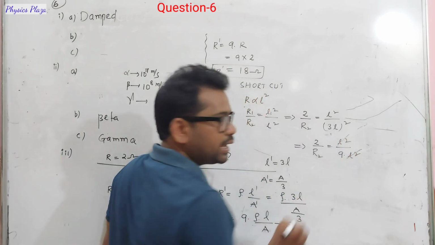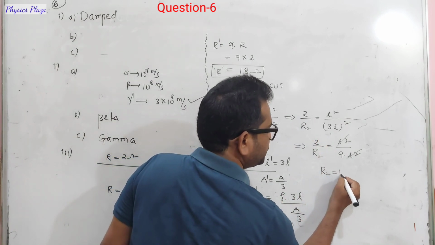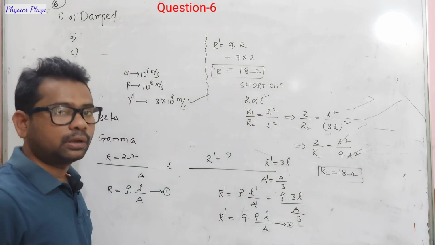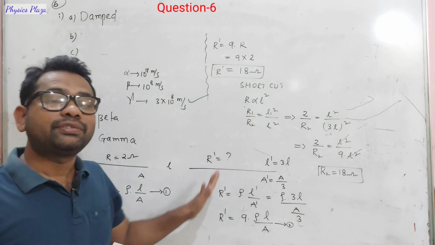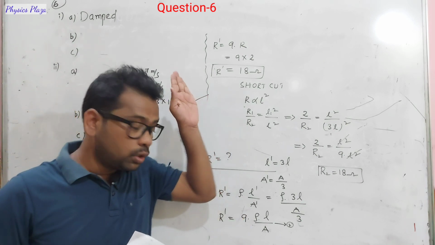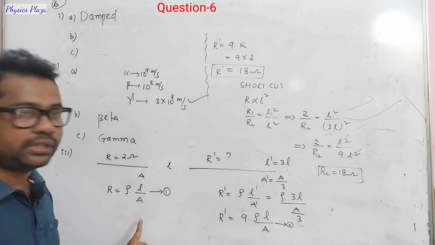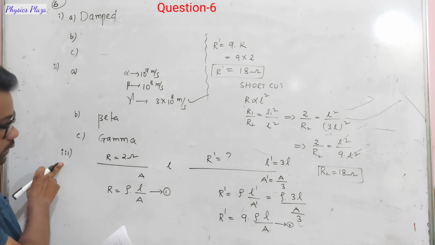L square cancels. Now you can do the cross multiplication. Here R2 is equal to 18 ohm. That's it. Anyhow you will get both. But children, first preference should be given to the first method. If time is less, or if you are unable to recall that method, you can go for this. But first priority must be given to the first method. Okay, now fine, and that is the third bit A.